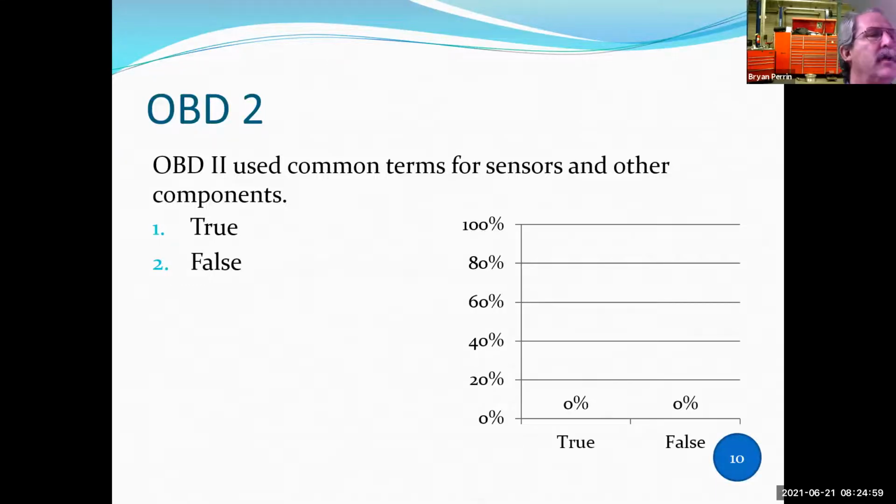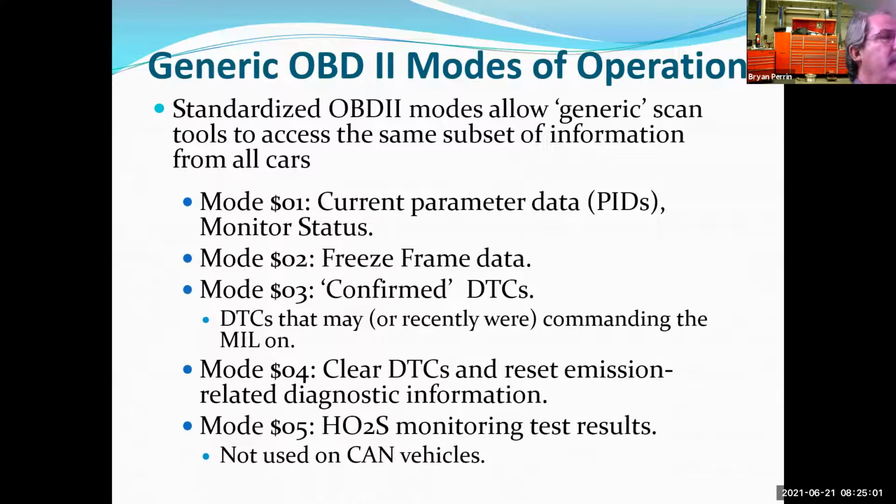So let's look at our 10 modes. Standardized OBD II modes allow generic scan tools to access the same subset of information from all cars. So these modes are kind of like stories in a building. These modes are defined. Not all vehicles use all modes. But this is the framework. So we're always going to find the same information in the same mode, regardless of manufacturer.